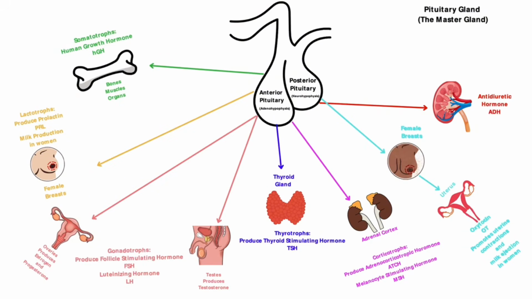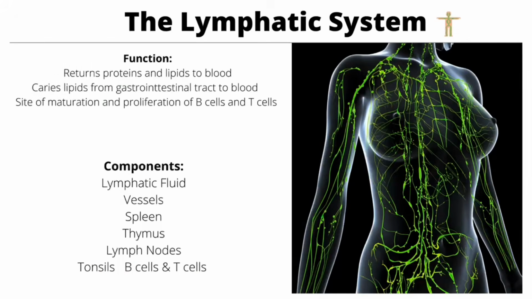And the next hormone that the posterior pituitary gland secretes is the antidiuretic hormone, ADH, and that will be regarding the kidneys.